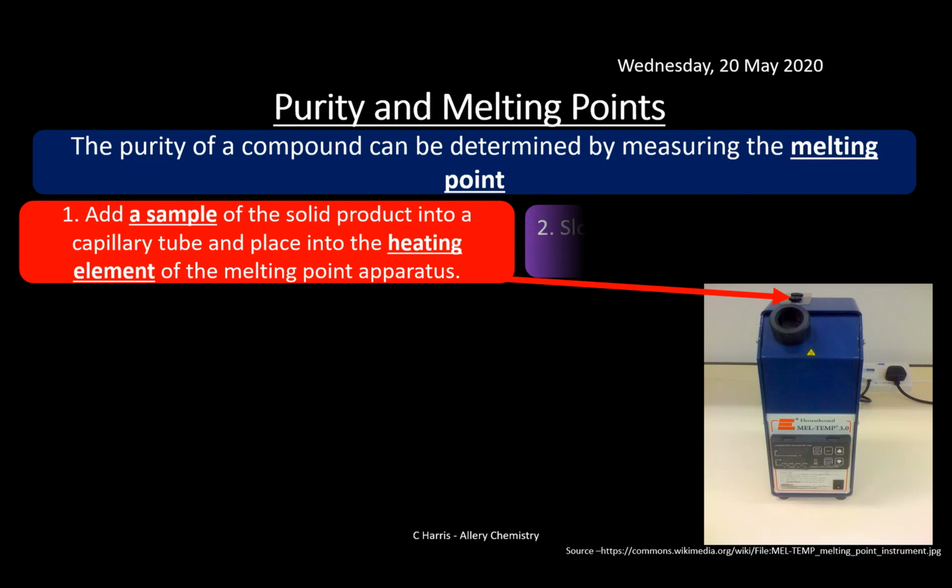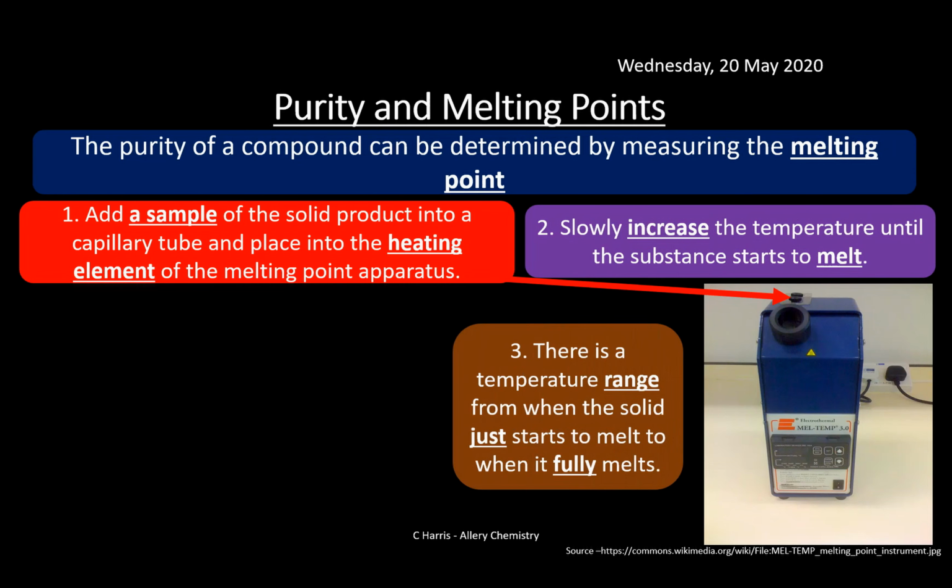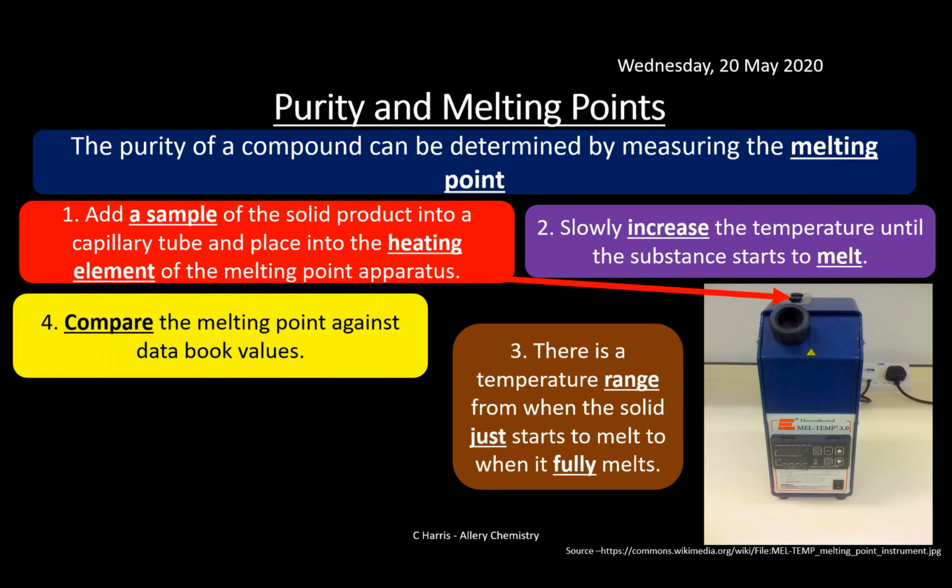And basically what the machine will do is gradually increase the temperature really slowly until the substance starts to melt. And what you're looking for here is a temperature range, okay, from when the solid just starts to melt. You'll see it just start to turn to a liquid, and then when it fully melts. So what you want to do is record what that range is. And so then, essentially, the sharper that range, the fewer impurities you've got. If the range is quite broad, then you've got impurities, similar to what we did with the liquid.